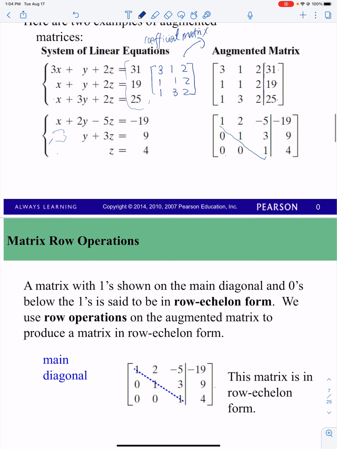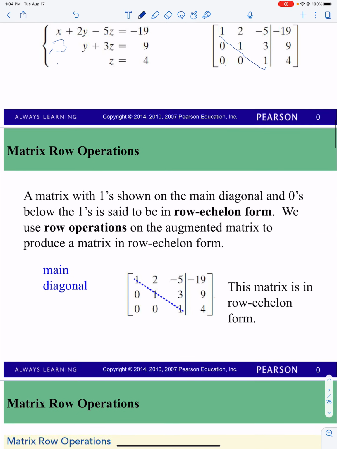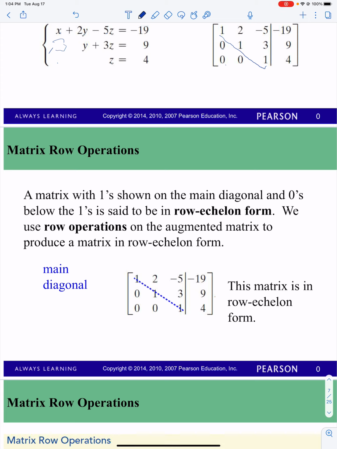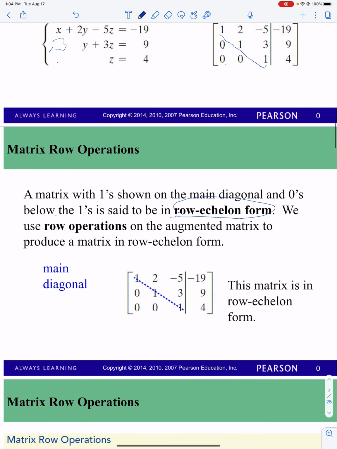Okay, so a matrix with ones on the main diagonal and zeros below is said to be in what? Row echelon form. The row echelon form. Okay, so in this book we call it row echelon form. So we wanted the row echelon form, and we can use row operations on the augmented matrix to produce a matrix in row echelon form.